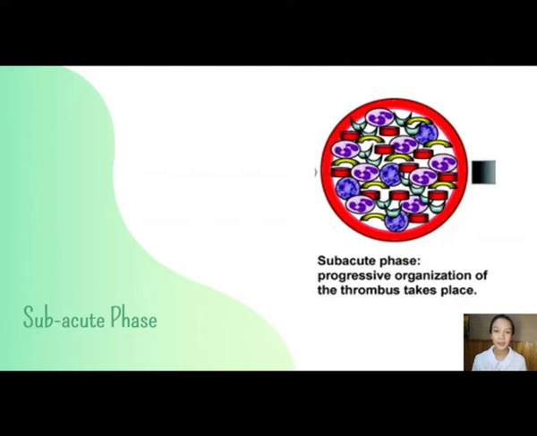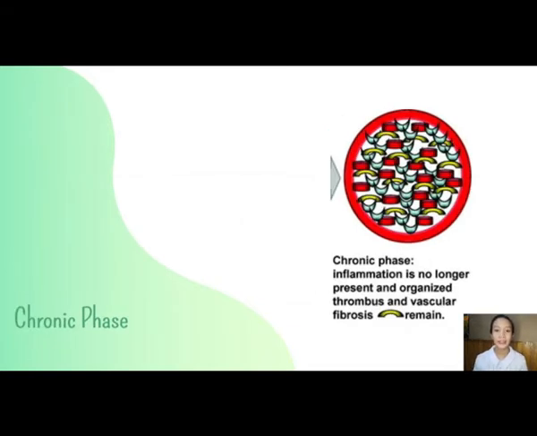Next, we have the subacute phase. It is characterized by a progressive organization of the thrombus within the vessel. Next, we have the chronic phase. In this phase, inflammation is no longer present. However, there is a continued presence of organized thrombi with vascular fibrosis this time. So those are the phases of Buerger's disease.